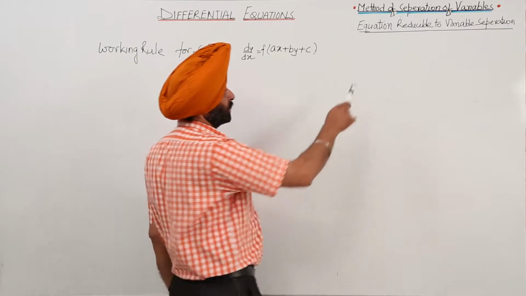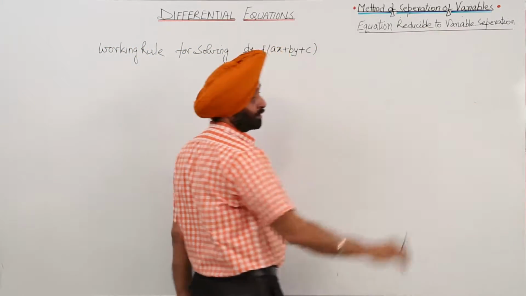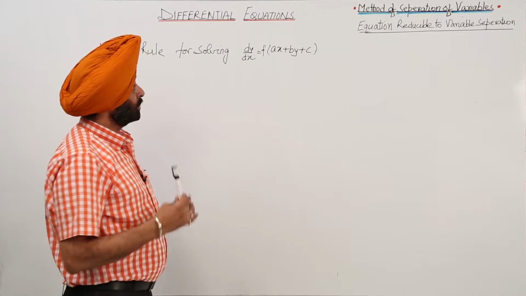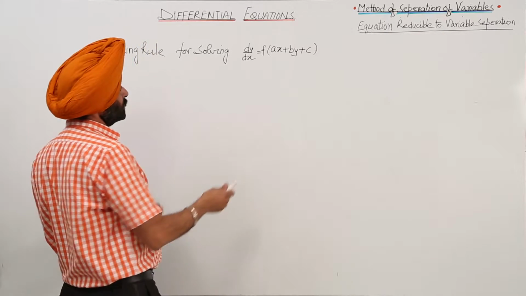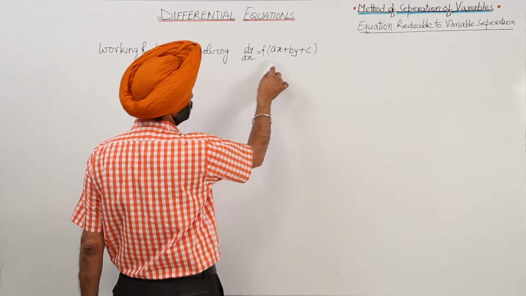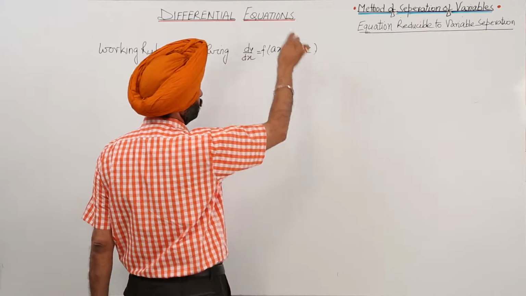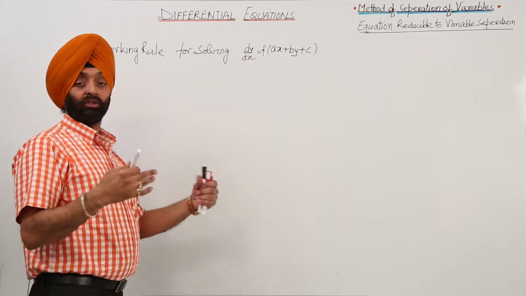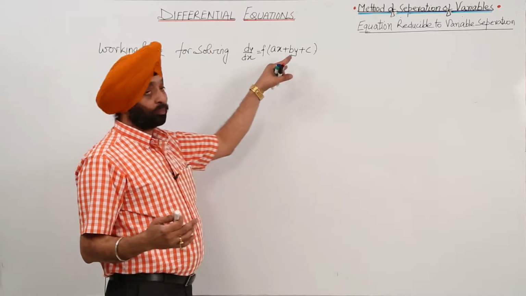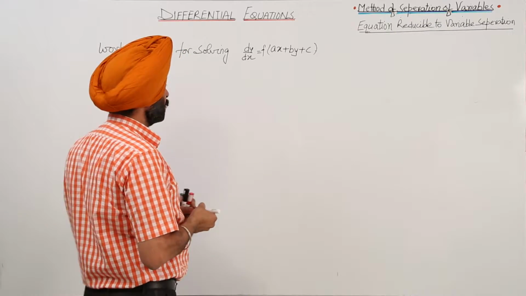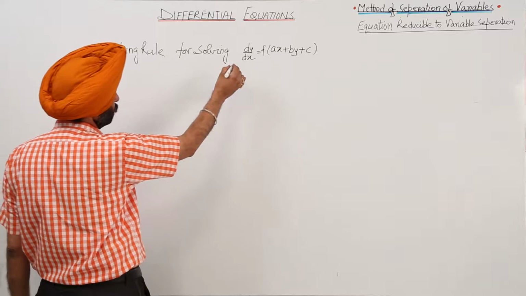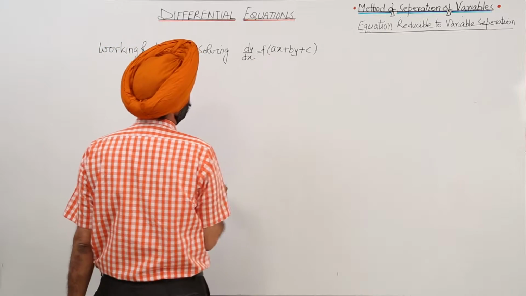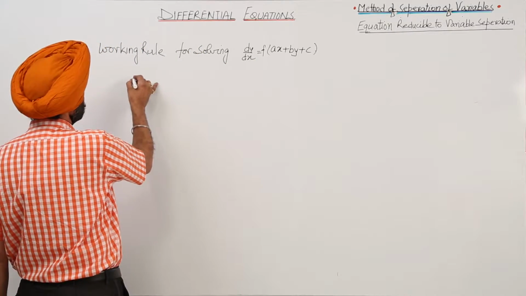Equation reducible to the variable separation. Now a little bit new thing for us. Now if the equation is in the form of dy by dx is equal to f(ax plus by plus c), then directly you can't separate the variables. Okay, so we are having some steps for it. Now working rule for solving dy by dx is equal to f(ax plus by plus c).